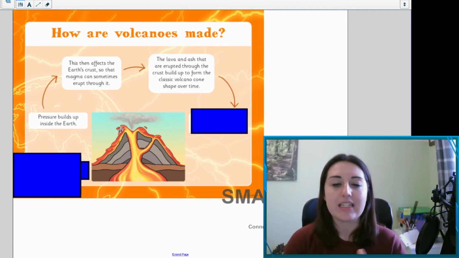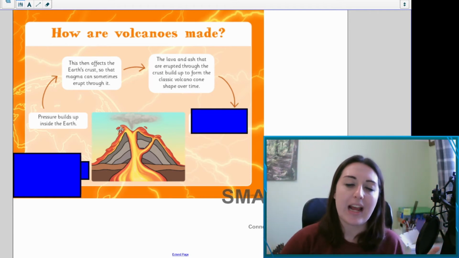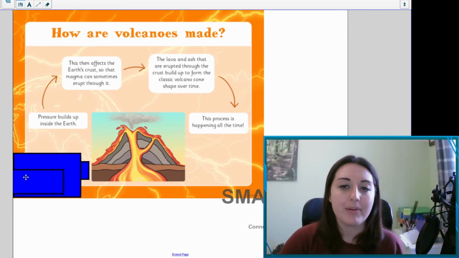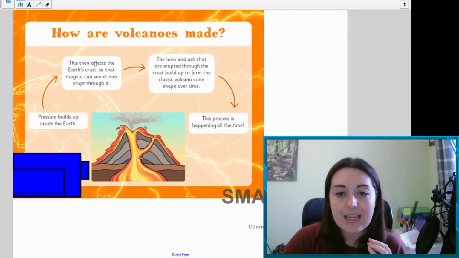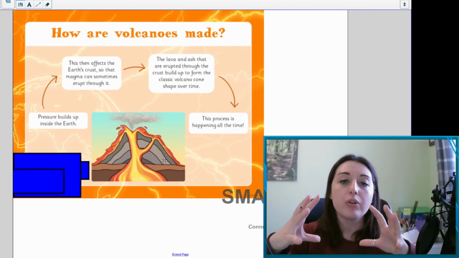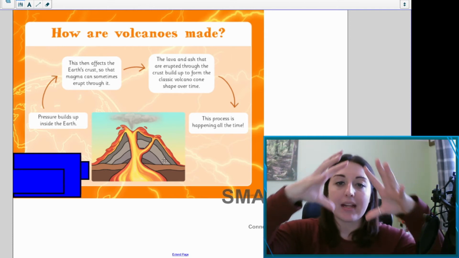And then what it does, it kind of falls down the side. And then what happens is it cools. So you can see all of these layers here are when different volcanic eruptions happened, and the lava cools around the outside and it makes it bigger and bigger.